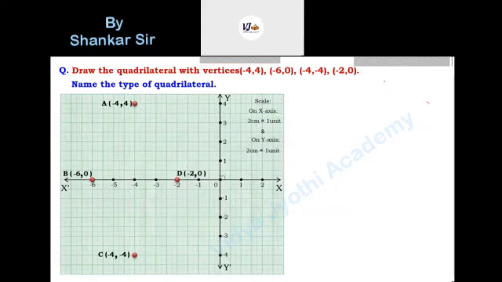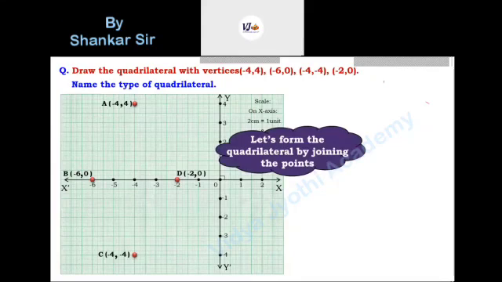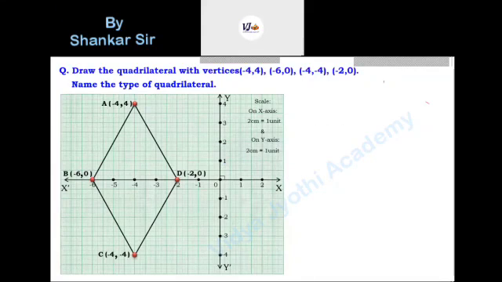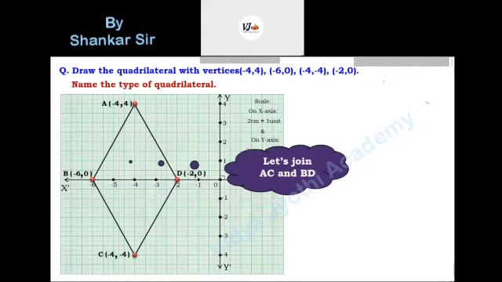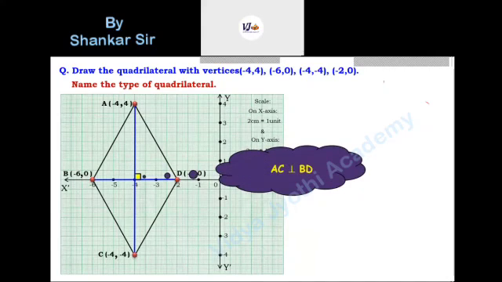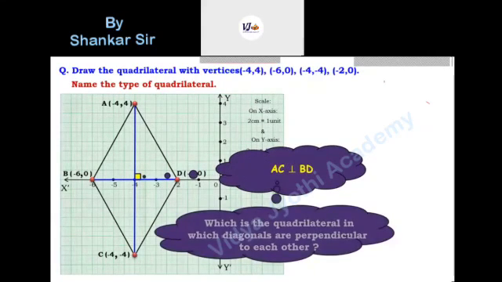Yes. Now name the type of quadrilateral. Here you have to join all the points A, B, C, D. Use the scale and draw the lines. Join all the points. You will get one quadrilateral. And join AC and BD also. AC is perpendicular to BD. This is done.